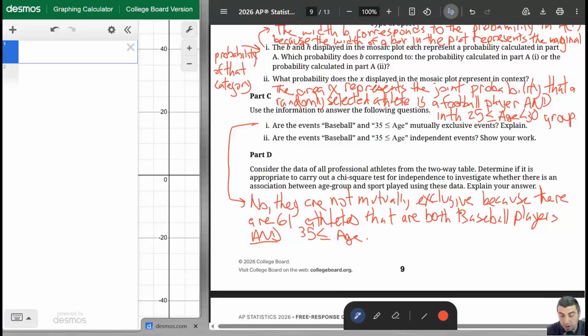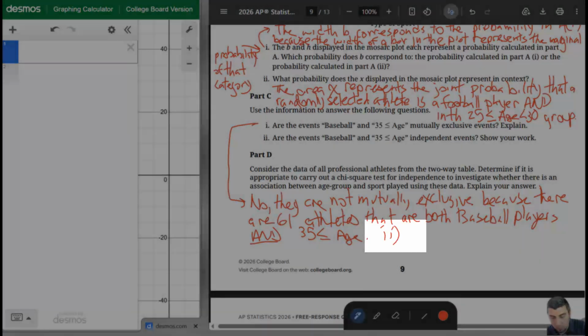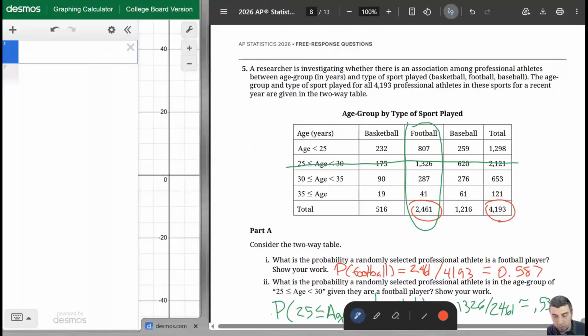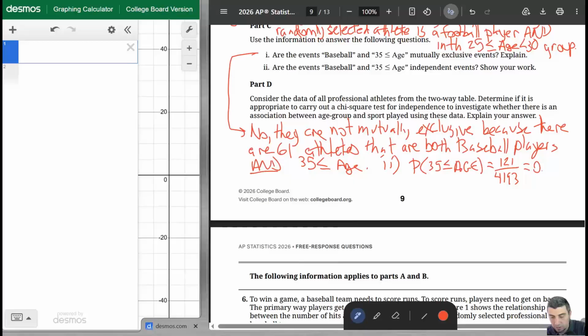And then part 2 of C, are the events baseball and 35 less than or equal to age independent events? Show your work. So what we need to do is compare the marginal probability with the conditional probability. So I'll squeeze it in right here. We're going to do the probability that the age is 35 or less. If we go up to the table, that's going to be 121 out of 4193, which is 0.029.